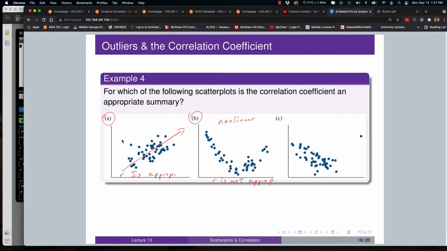And then last but not least, plot C has an obvious outlier in it, right? Therefore, that outlier is going to distort our correlation coefficient, so R is not appropriate here because of that outlier. Okay. So you kind of want to keep an eye out for things that happen like B and C, and then go, well, I can't really use the correlation coefficient in those cases. If we throw the outlier out in C, we probably could, though. It just depends on what that data represents.